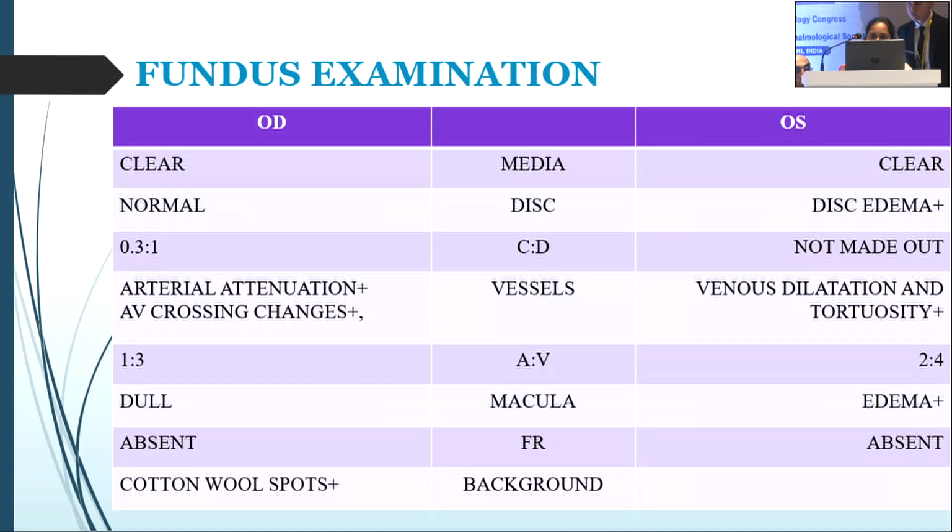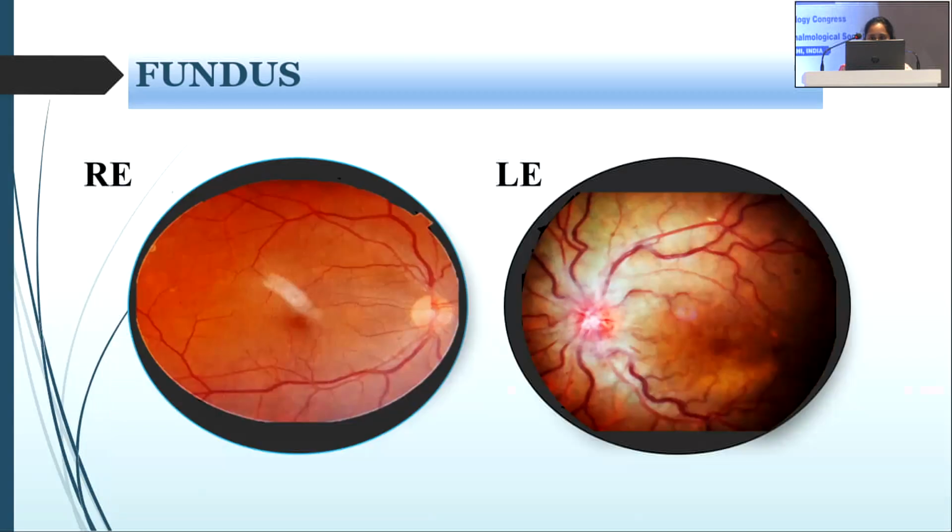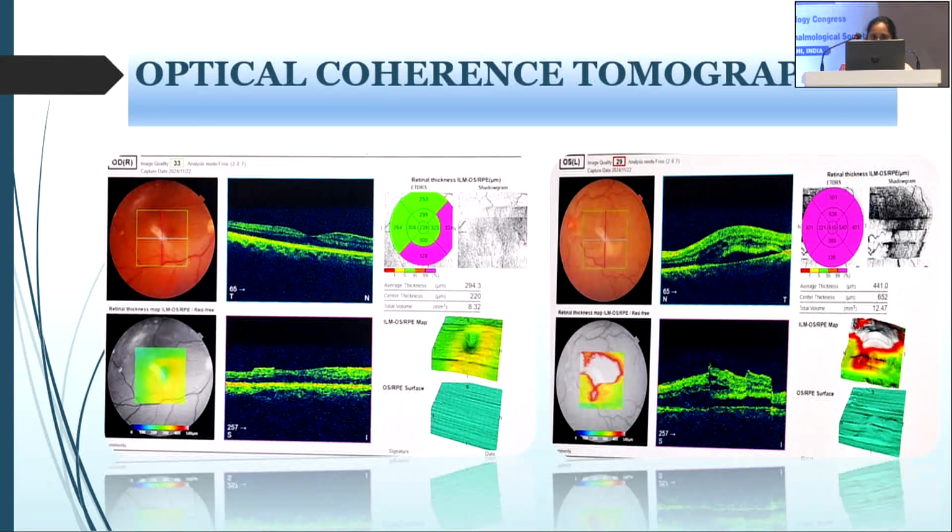In the left eye, media is clear, disc edema is present, cup disc ratio is not made out, venous dilatation and tortuosity are present, AV ratio is 2:4, macula shows edema, foveal reflex is absent. This is the fundus picture of the patient. In the left eye, there is optic disc edema with tortuous and dilated vessels.